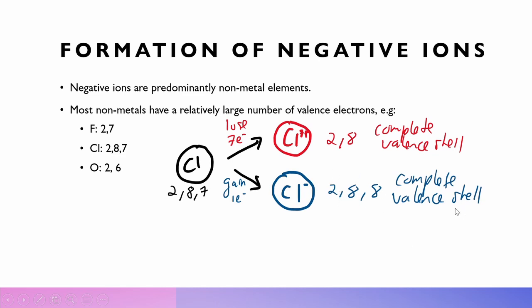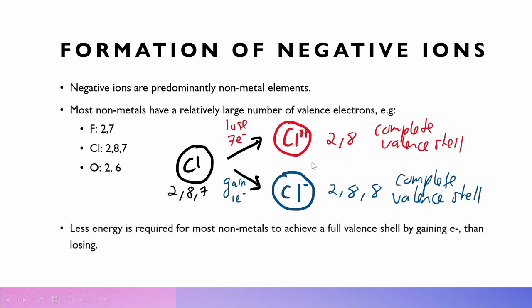Under standard conditions, only the second scenario will ever happen because it takes so much more energy to lose 7 electrons than is needed to gain 1 electron. For the majority of non-metal elements under standard conditions, much less energy is required for them to achieve a full valence electron shell by gaining electrons rather than by losing electrons.